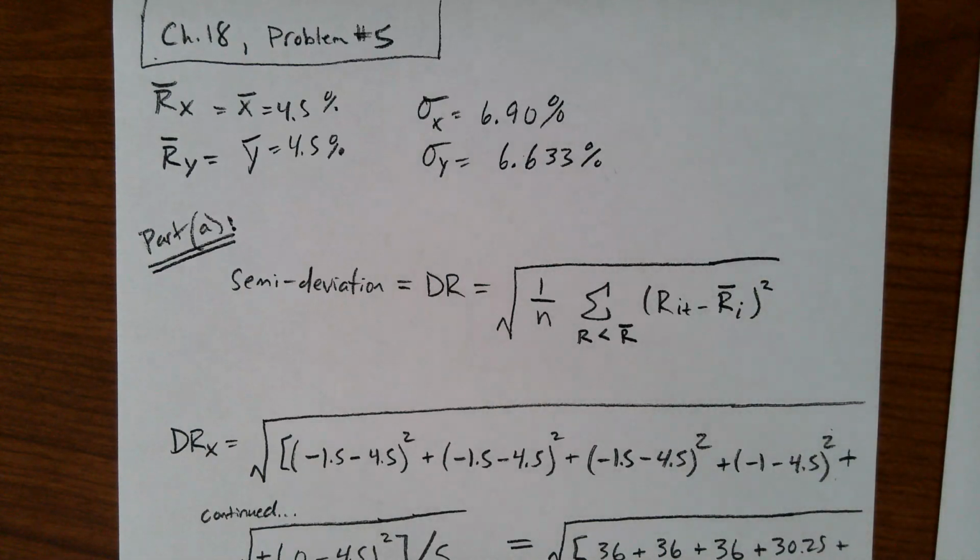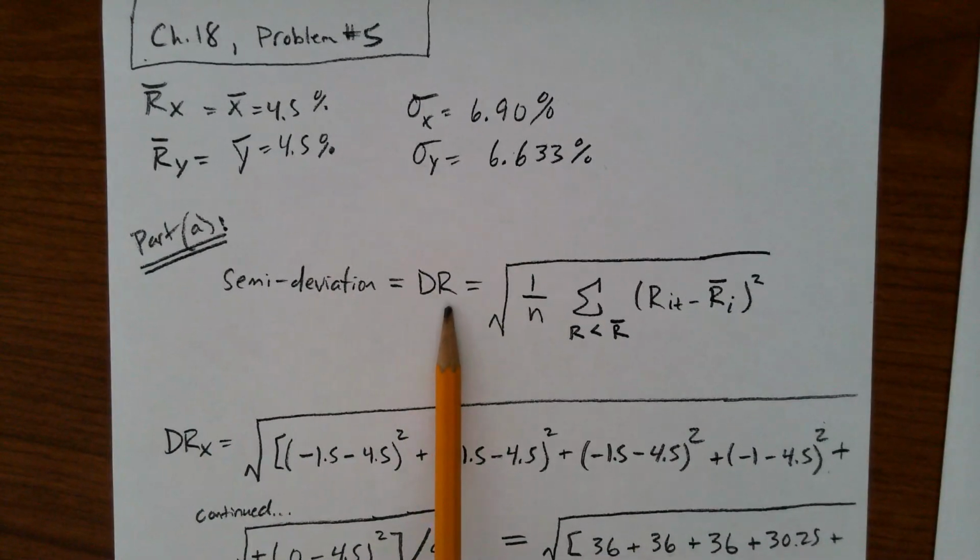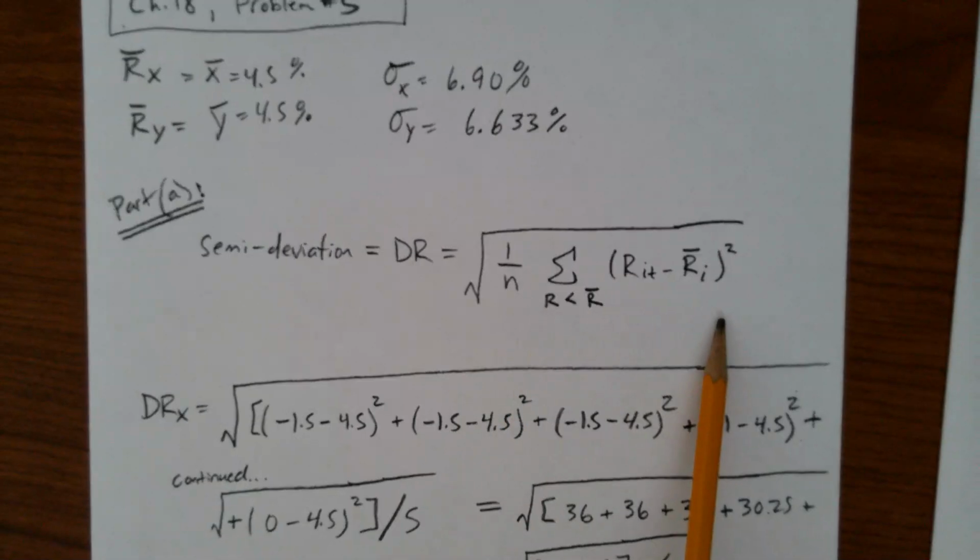I computed semi-deviation first. We'll just do it in the order that I wrote it out. We'll all end up at the same place and the same conclusions if we do our math correctly. So here's the semi-deviation, the downside risk. This was the formula we saw in the slides.